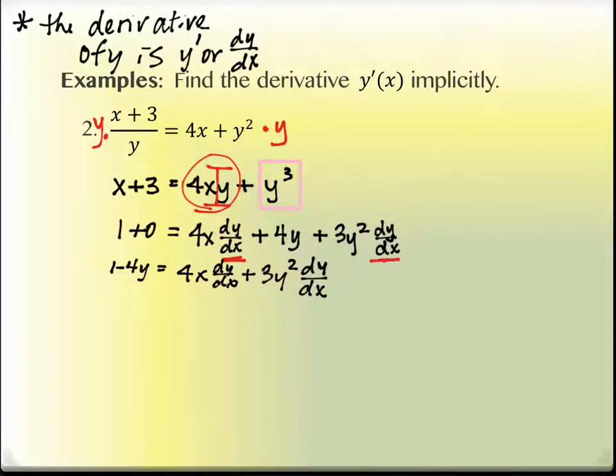Good old algebra comes to the rescue. So I can actually write the dy dx here and factor it out so that I have 4x plus 3y squared as the other factor. Okay, is that all right? You don't have to like it, but do you understand the ability to factor it out?